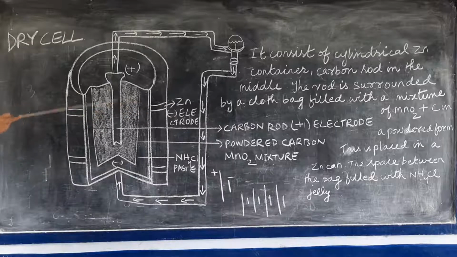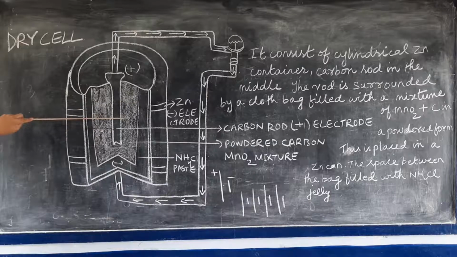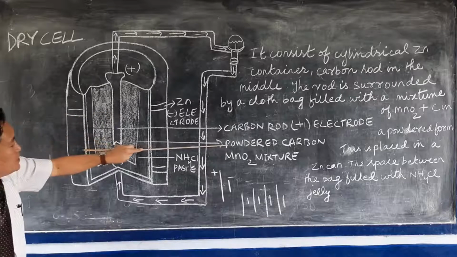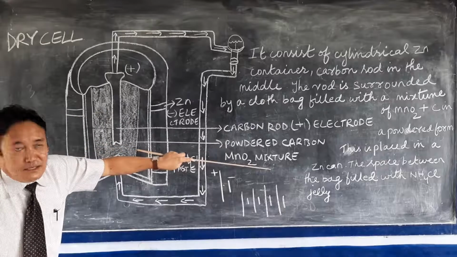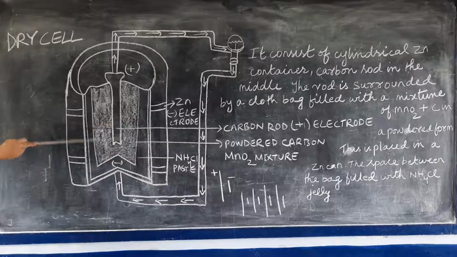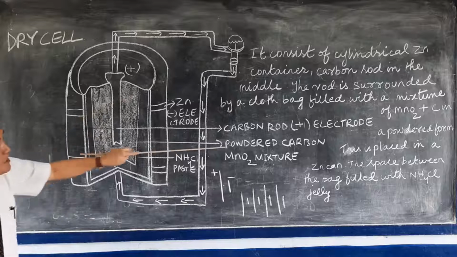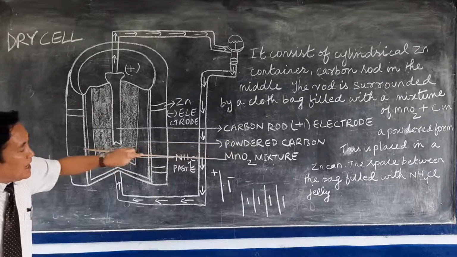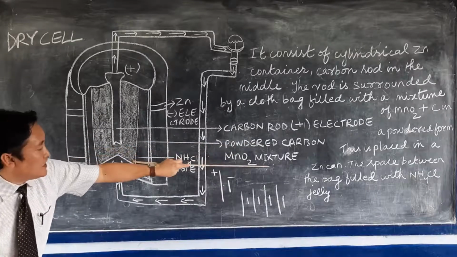The middle one is the carbon rod. Between this, the carbon rod is surrounded by a powdered carbon and manganese dioxide mixture. So this carbon rod is surrounded by the powdered carbon and MnO2, meaning manganese dioxide, mixture.